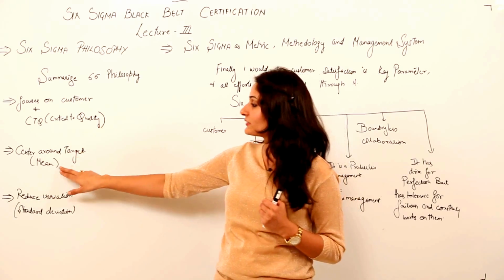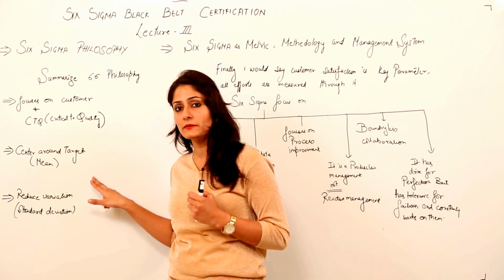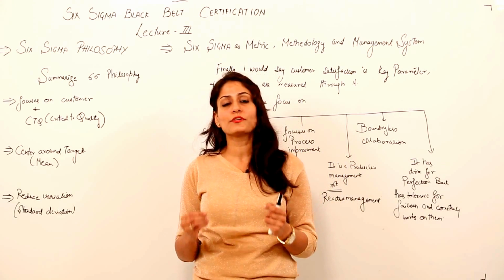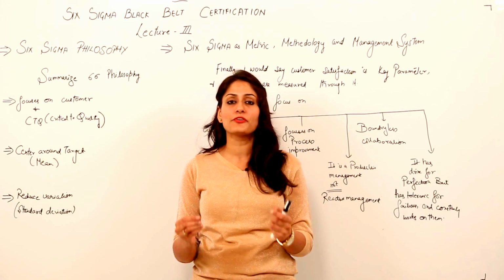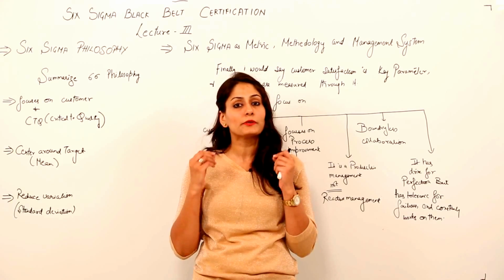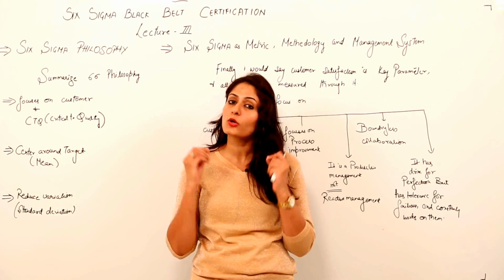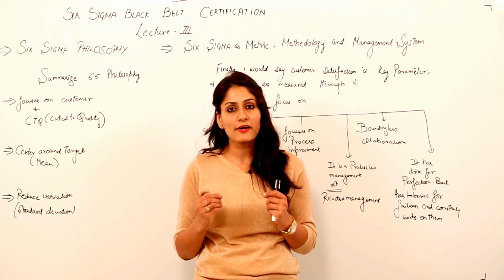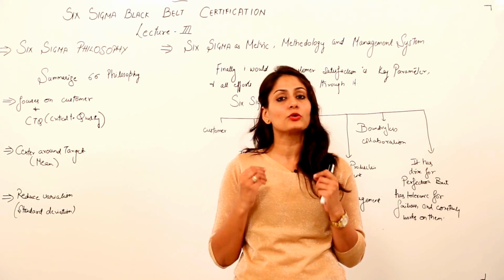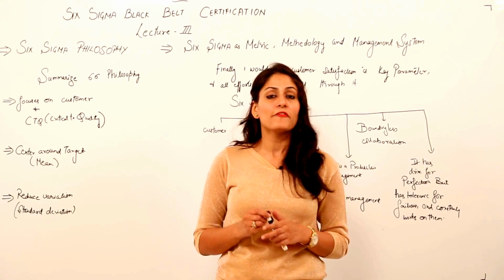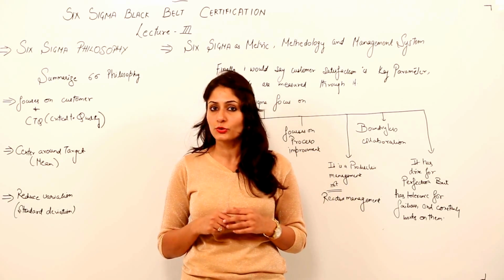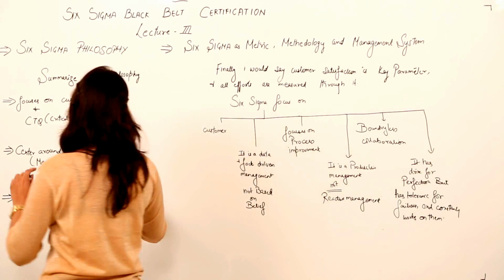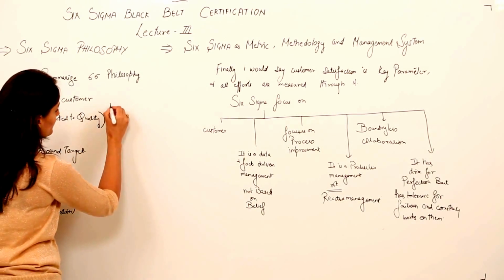Then comes center around target or mean. By this I mean that when I am going to do a Six Sigma project, I should devise ways and methods to produce goods and services which are closest to the target, that is, which are closest to my customer requirement. Here I would like to mention Taguchi's quality loss function. We have done this in detail in our lecture 2, but here I would again give you a brief. So what did Taguchi say? Let me draw a figure for you first.